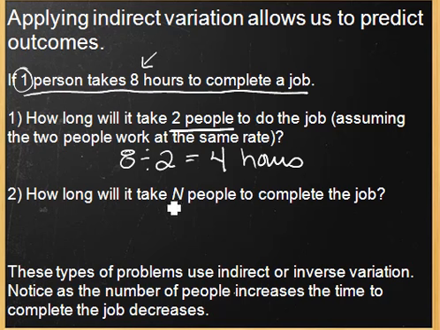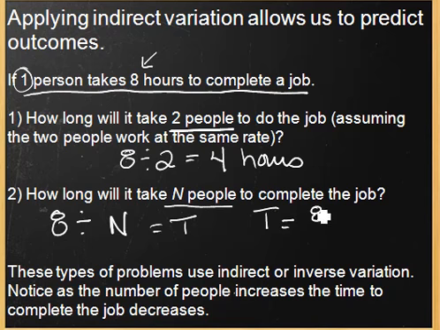So how long will it take n people to complete the job? Well, if I have n people, I still have an 8-hour job, so 8 divided by n would be the time it takes to complete the job, or t is equal to 8 divided by n. Notice in indirect variation we are using the operation of division. These types of problems are also called inverse variation problems.